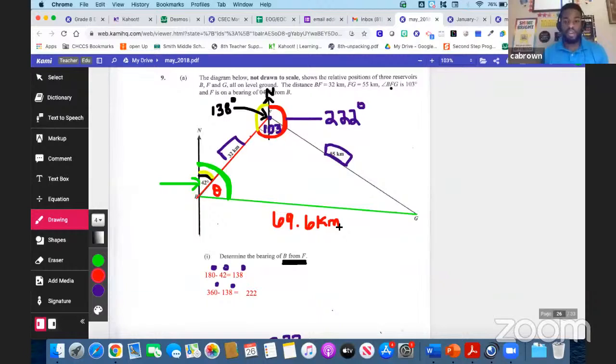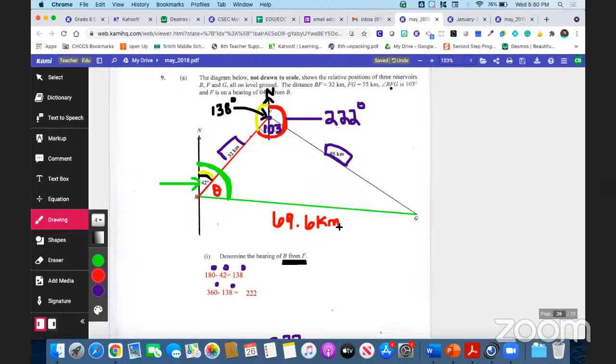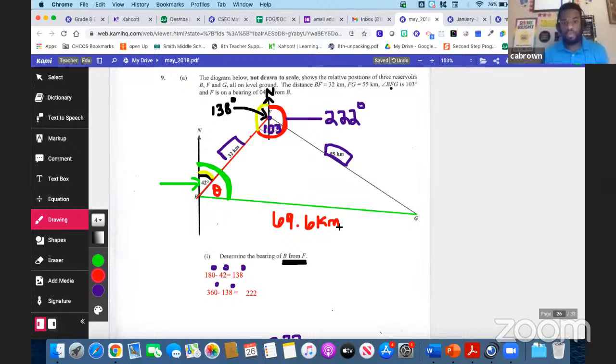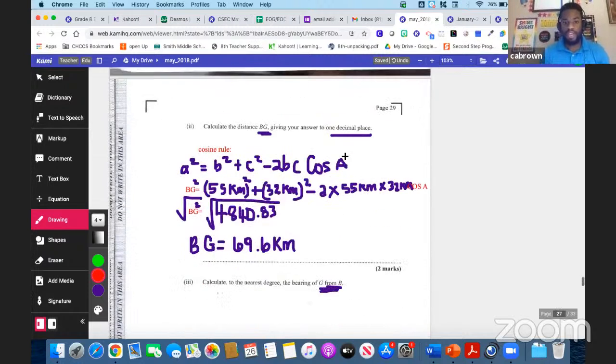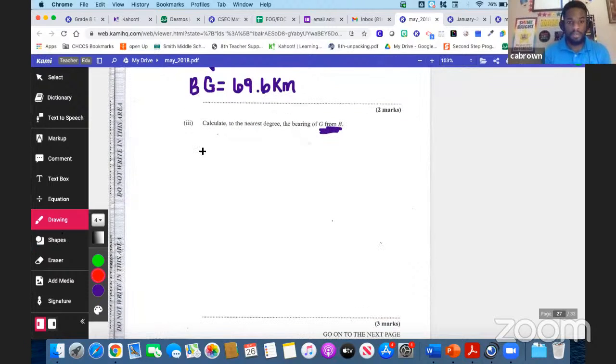We're asked to find an angle, but the cosine rule pretty much won't help us. We're going to have to use our sine rule, because we have 2 lengths plus an angle. So we're going to be applying our sine rule. And again, the sine rule is on the formula sheet.